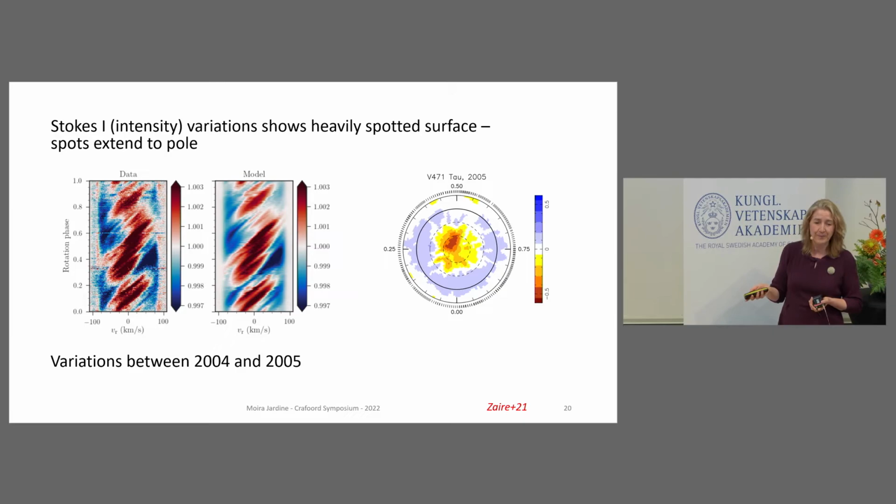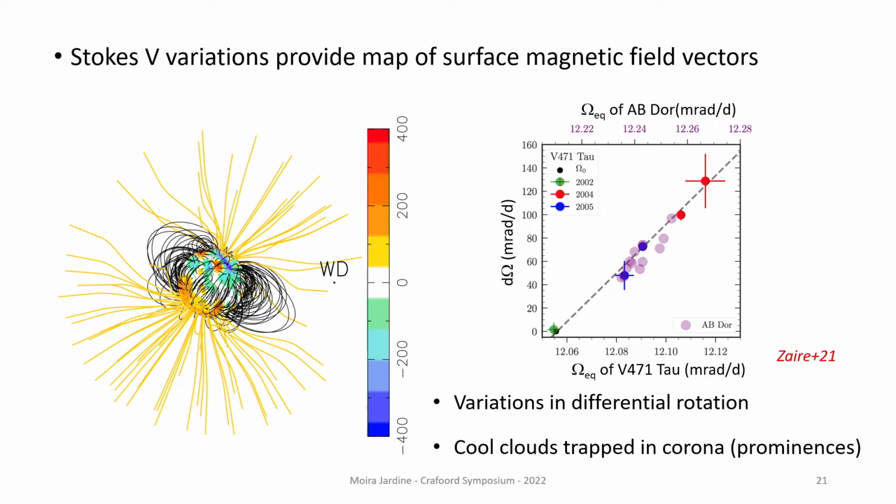So here's an extrapolation of what the magnetic field might look like. The dark lines are the closed lines that would confine the hot gas of the corona, and the yellow lines are the field lines along which the stellar wind is escaping. So we can learn about the structure of the corona.